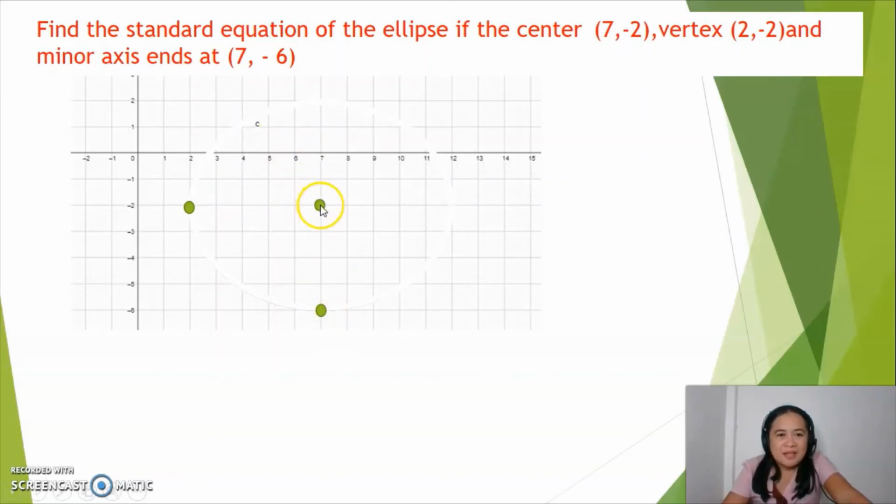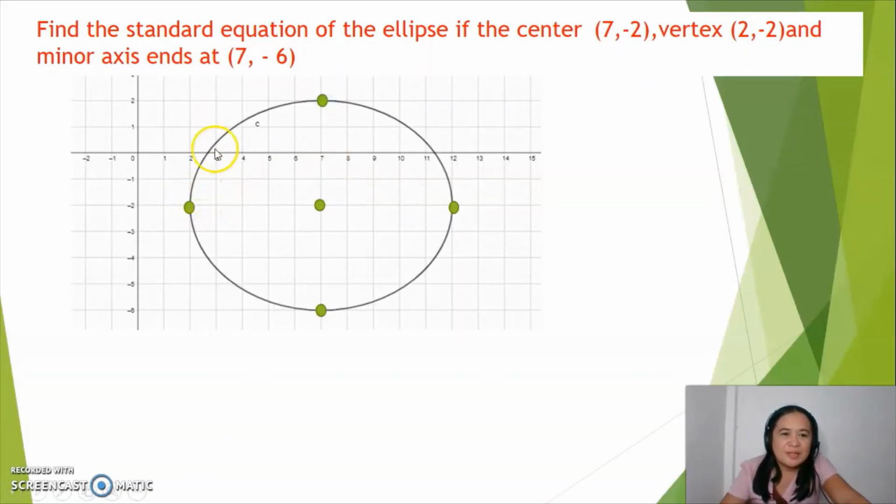Now, in this case, from the center going to the vertex, the distance is 1, 2, 3, 4, and 5. So therefore, to get the other vertex, we will also count 5 points to the right. From the center going to one co-vertex, the distance is 1, 2, 3, and 4. So therefore, from the center going to the top, we will also count 4 points. So with this, connect the vertices and the co-vertices with a curve. We will end up with this graph.